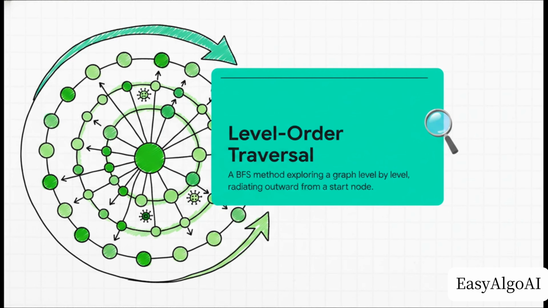Since we're dealing with a graph now, we can pull out some classic graph traversal algorithms, specifically a level order traversal. If you weren't familiar, this is a breadth-first search, or BFS, method that explores a graph level by level, radiating outward from a starting node. Think about it. An infection spreading outward from a central point, hitting its immediate neighbors first before moving further out. It's literally perfectly modeled by this exact traversal.